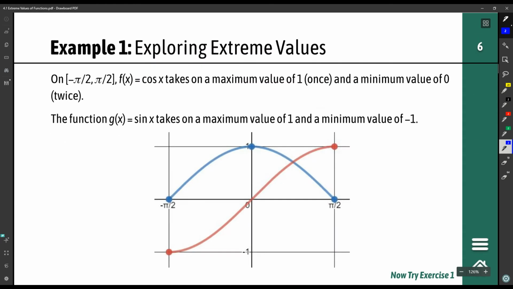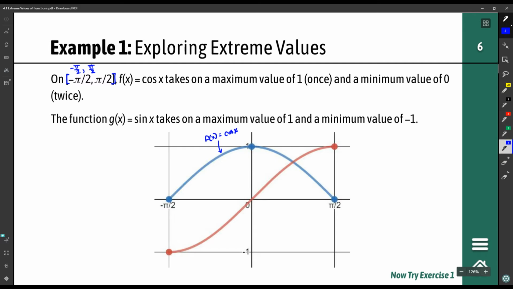So here's example 1. On the interval negative pi over 2 to positive pi over 2, and notice this is a closed interval, so we're including the endpoints, f of x equals cosine of x takes on a maximum value of 1, and it does that once, and a minimum value of 0, and it does that twice. So this blue graph is f of x equals cosine of x. So let's take a look at its maximum value.